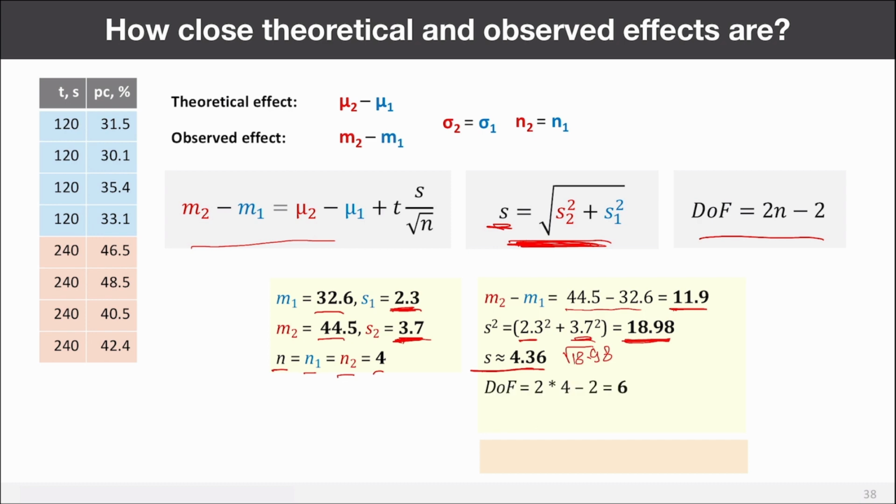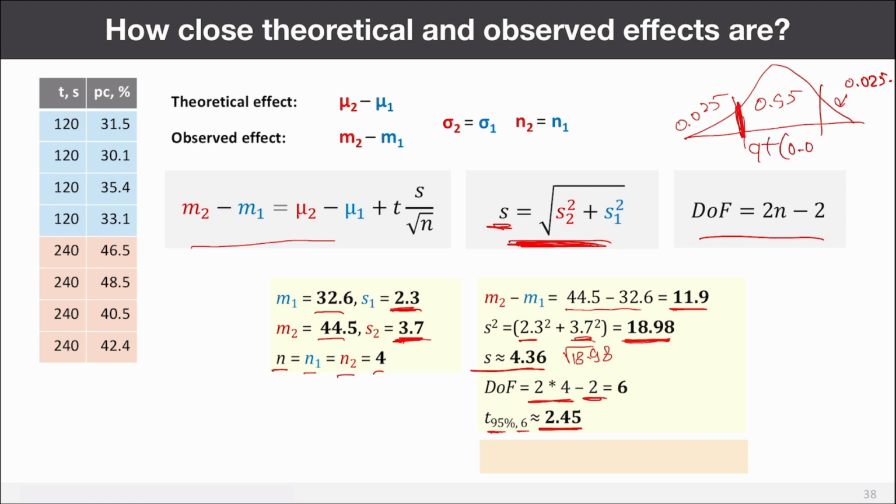Degrees of freedom, it's 2 times sample size minus 2. It's 6 degrees of freedom. So it means that we can compute a t-value for 95% confidence and 6 degrees of freedom as 2.45. How did I get this t-value? You remember that, again, if you have 0.95 here, then you have 0.025 here and 0.025 here. So for example, this t-score will be computed as qt(0.025, 6 degrees of freedom), but it will be negative, right? So if you take the positive of this, then you will get 2.45.